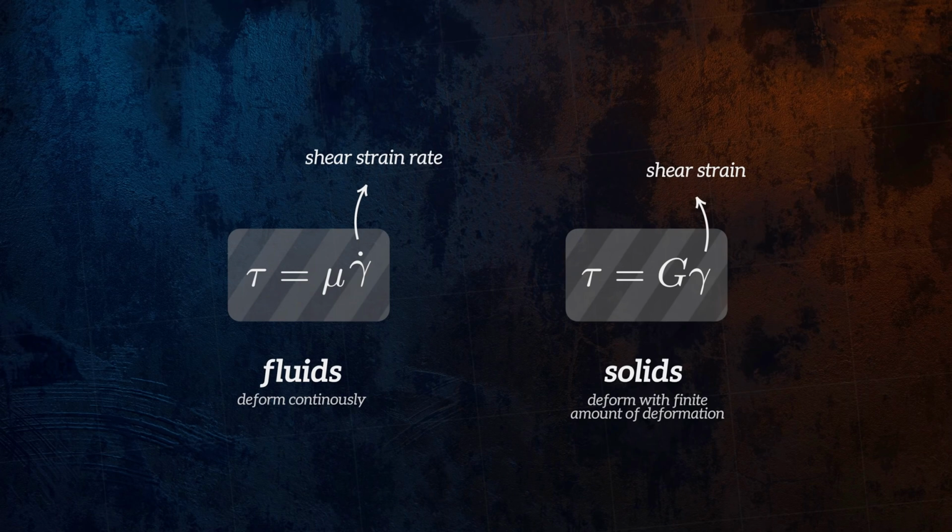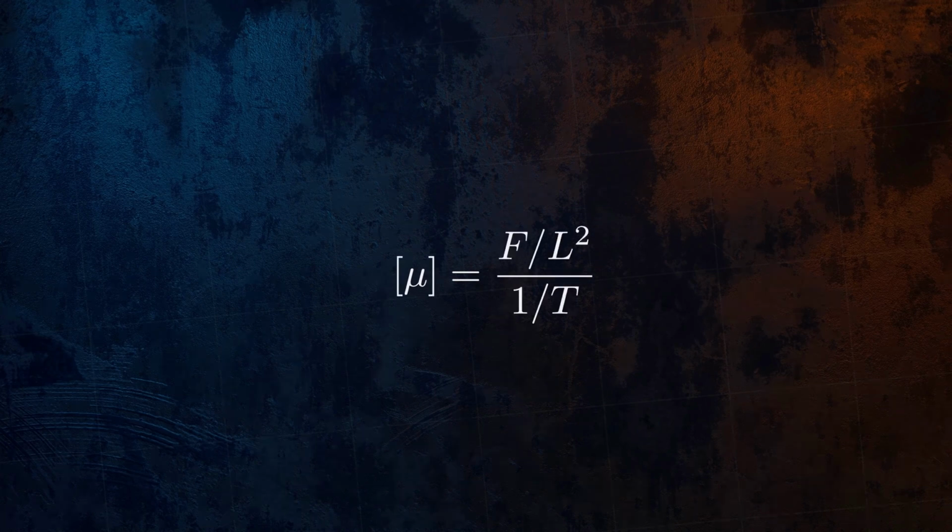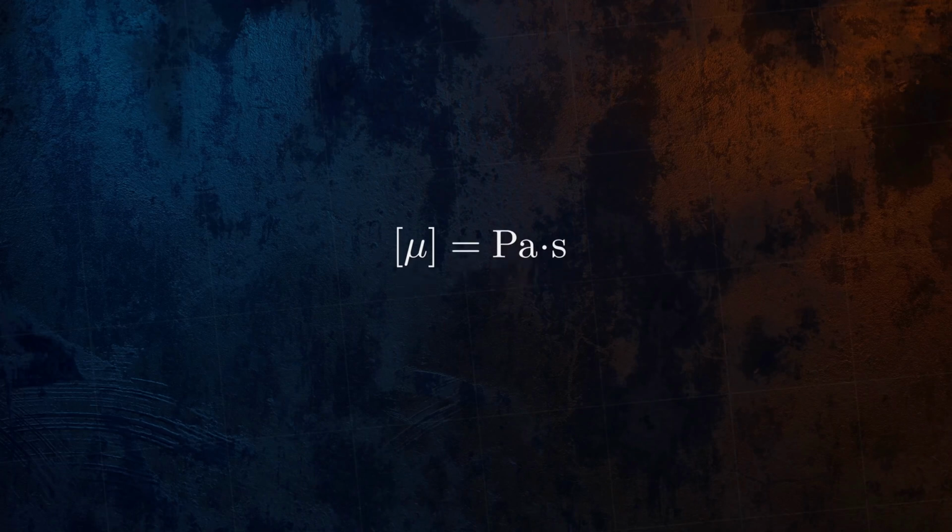This is why for fluids, the shear stress is a function of the rate at which strain changes over time, instead of being a function of the shear strain itself, like it is for solids. If we do some quick dimensional analysis on Newton's law of viscosity, we can see that the dynamic viscosity has units of Pascal seconds, and the kinematic viscosity has units of meters squared per second.